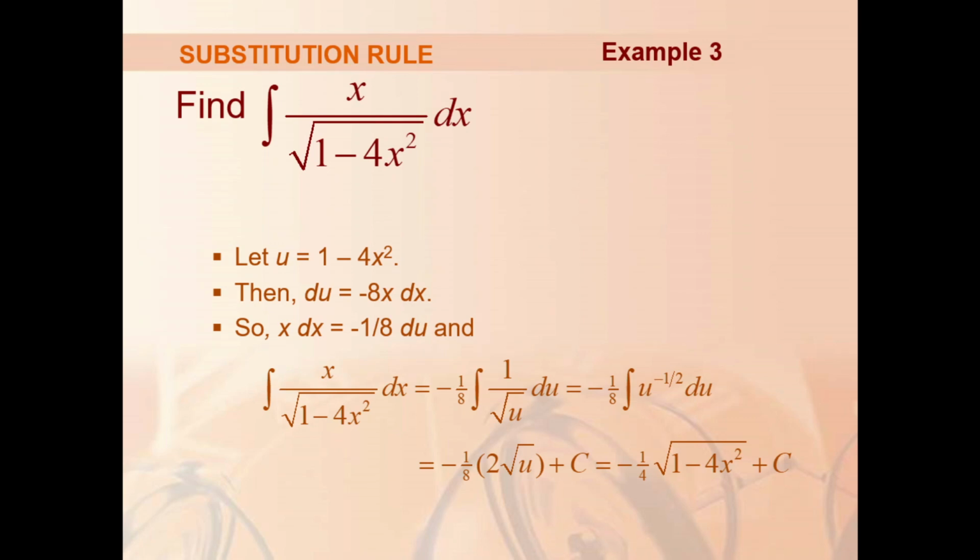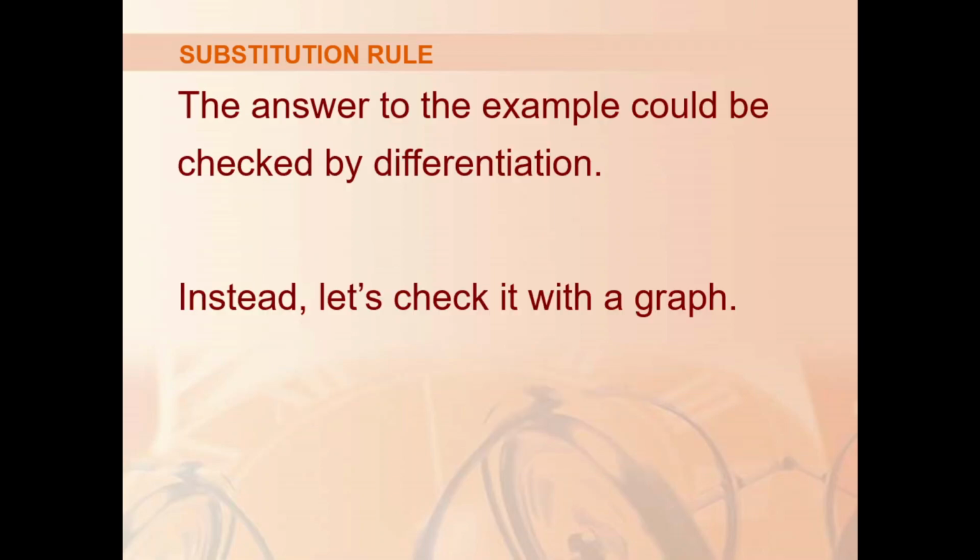Okay, let's check this one. The integral of x over the square root of 1 minus x squared. Let u equal 1 minus x squared, so du becomes negative 2x dx. Of course, the answer to the example can be checked by differentiation.